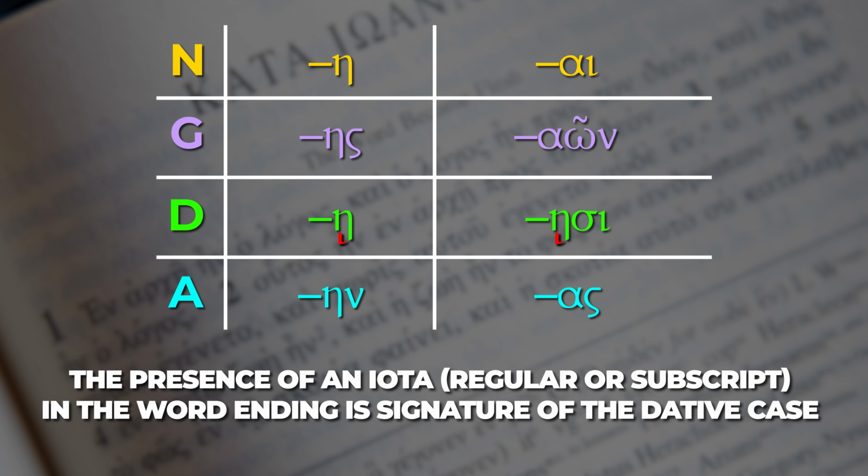The presence of an iota in the word ending is a signature of the dative case, in particular the iota subscript. There are instances where an iota will appear in another case, but this is not consistent. Across all three declensions, the dative case retains the presence of an iota. There are alternate case forms in the first declension as well, but more on those later.